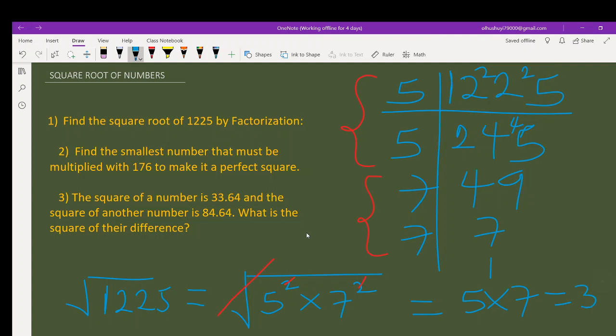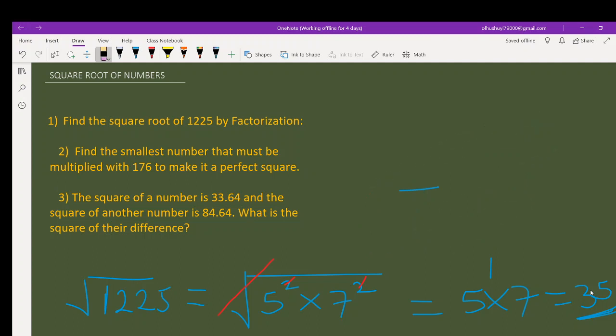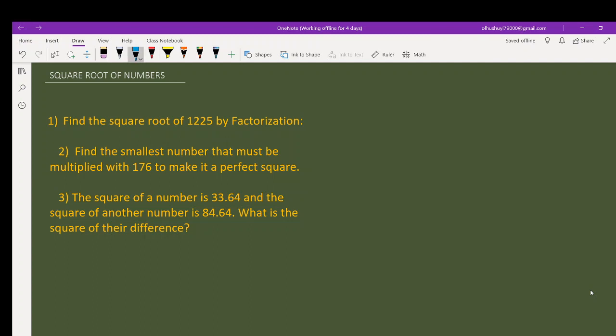That will automatically give us 35. So this is the square root of 1225. Let's go by the other method we were told to use in the question. The question says solving by factorization method. How do you go? If you solve by factorization method, you have to just write out your question.